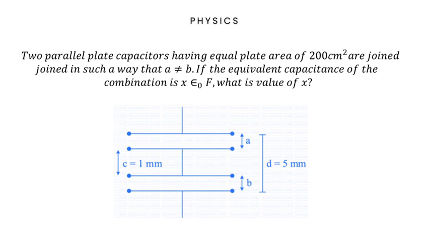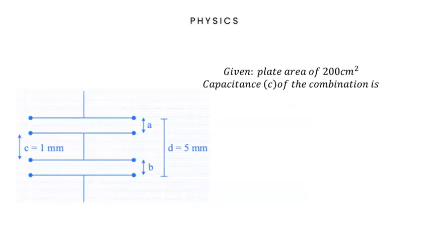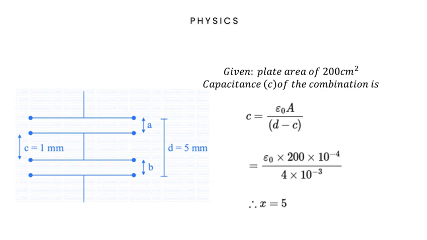Two parallel plate capacitors having equal plate area of 200 cm square are joined in such a way that A is not equal to B. If the equivalent capacitance of the combination is X epsilon naught farads, what is the value of X? Given that plate area of 200 cm square, capacitance C of the combination is epsilon naught A divided by D minus C. Plugging in the given values, you will get X equal to 5.